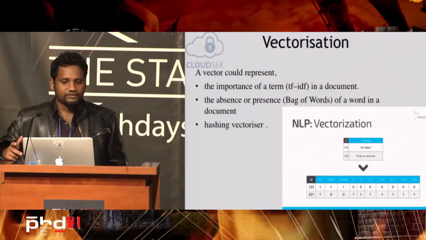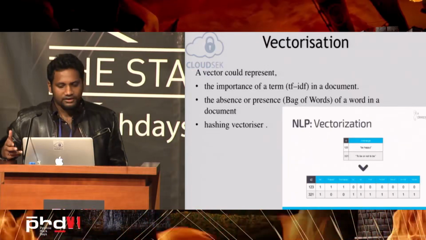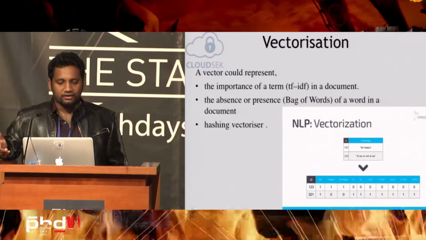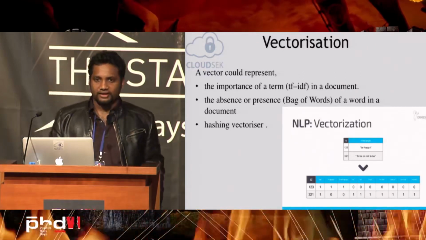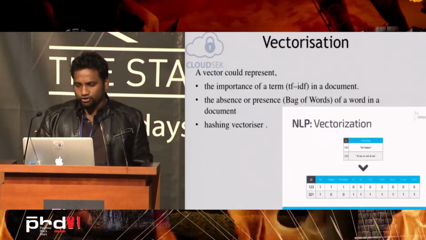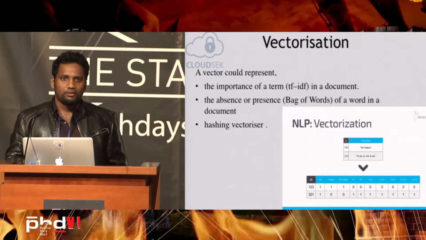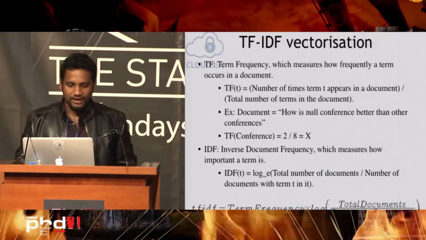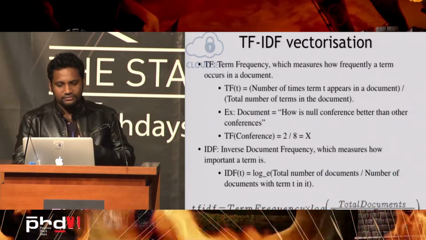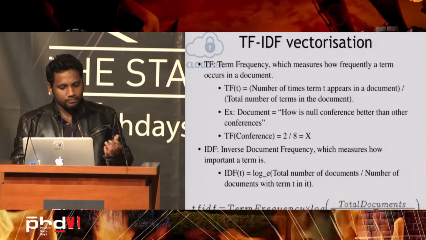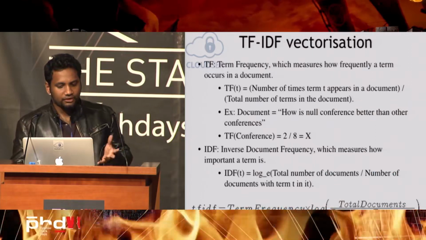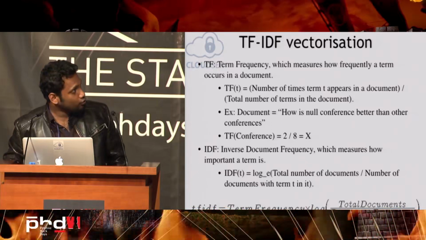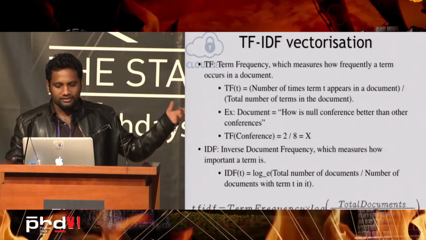So there are different ways of vectorization. We chose the TF-IDF vectorization, and there are other ways called bag of words and hashing vectorization. The reason we chose TF-IDF was we found it better than the other options we had. TF-IDF vectorization is very simple. The algorithm is term frequency divided by the inverse document frequency.